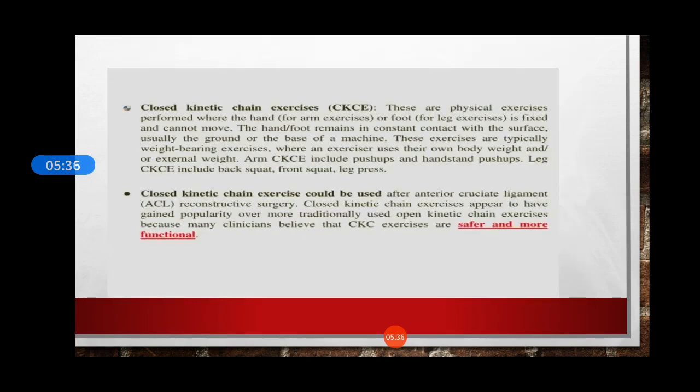When we talk about the closed kinetic chain exercises, they are physical exercises performed where the distal segment is fixed, like the hand or foot remains in constant contact with the surface, usually the ground, or if we are using any machine. These exercises are typically weight bearing exercises, so we use our own body weight or any external weight to strengthen our muscles. Closed kinematic chain exercises could be used after anterior cruciate ligament reconstructive surgeries. They appear to have gained popularity over the more traditionally used open kinetic chain exercises in recent clinical advancements.